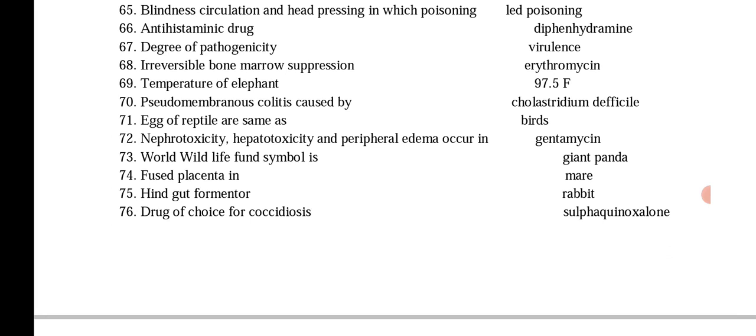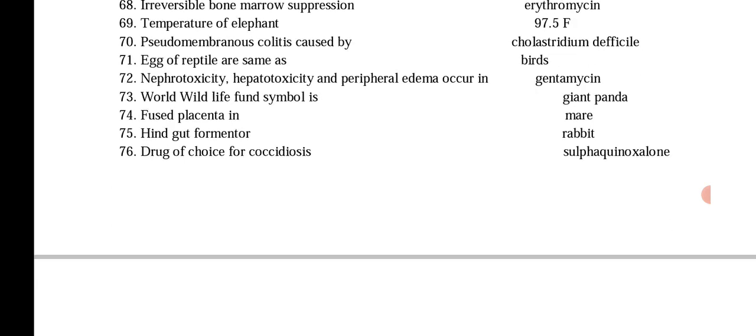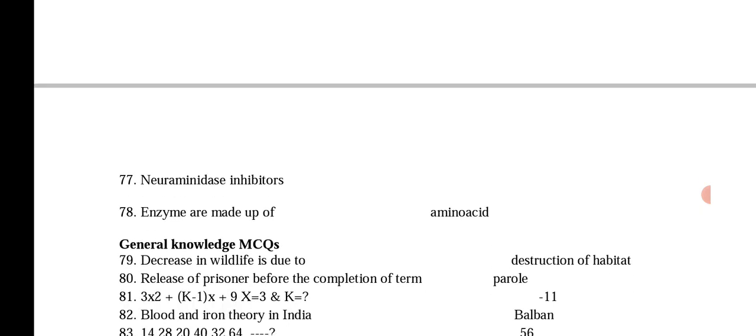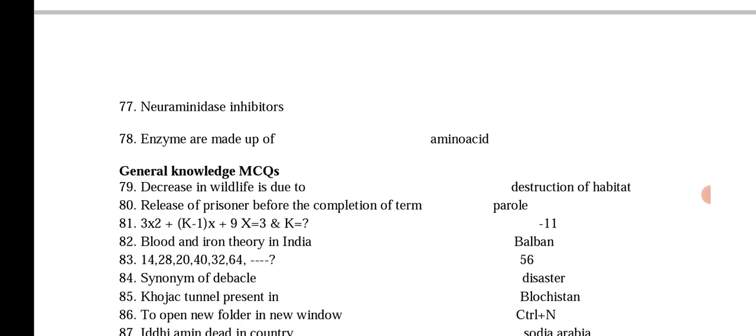The hind gut fermenter is the rabbit. The drug of choice for coccidiosis is sulfaquinoxaline. Sulfaquinoxaline is the drug of choice for coccidiosis that causes bloody diarrhea in poultry. Neuraminidase inhibitors are not known. Enzymes are made up of amino acids.